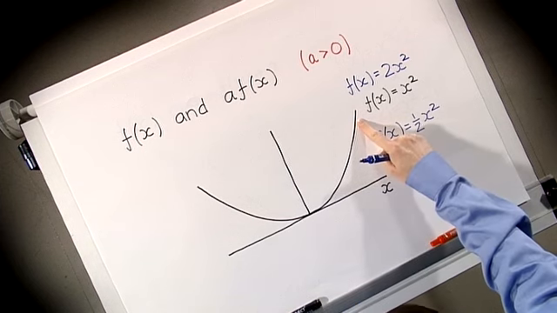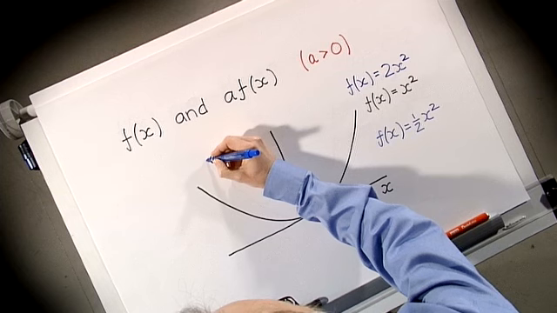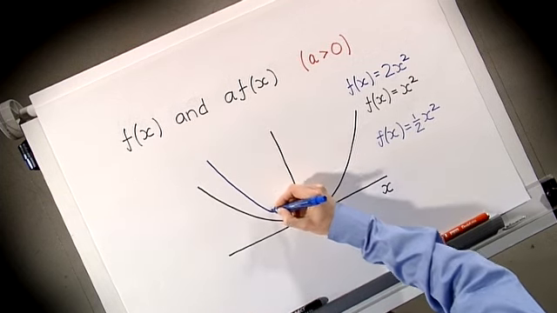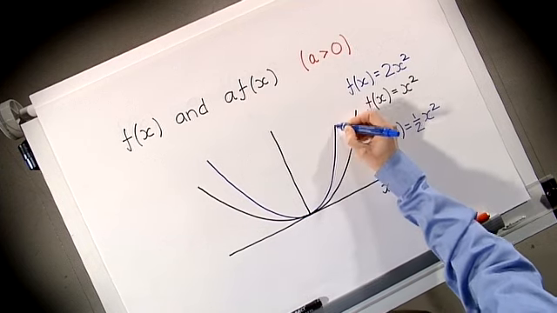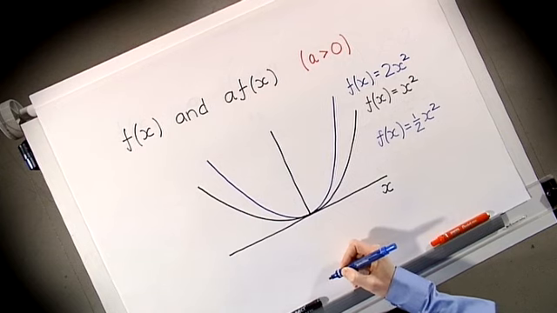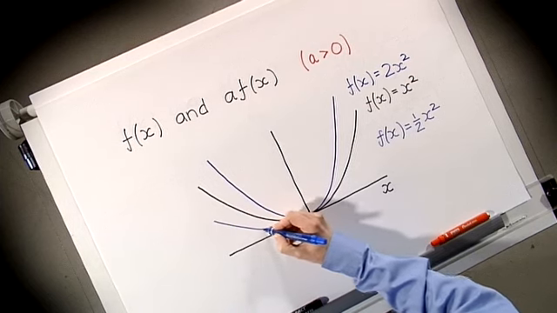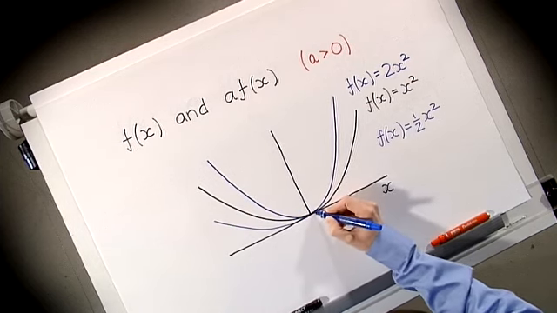Here we have the function f of x equals x squared. If we want to sketch f of x equals 2x squared, then we have to double all the function values. So the graph stretches up by a factor of 2. So that's f of x equals 2x squared. If we want to sketch f of x equals a half x squared, then the function values get shrunk down by a factor of 2. So here's f of x equals a half x squared.